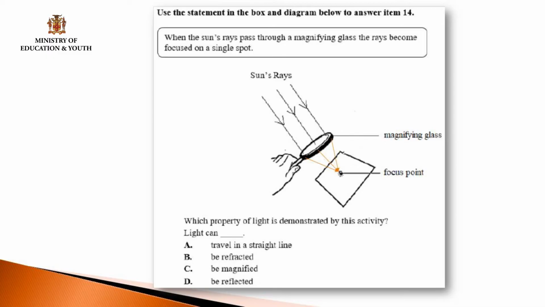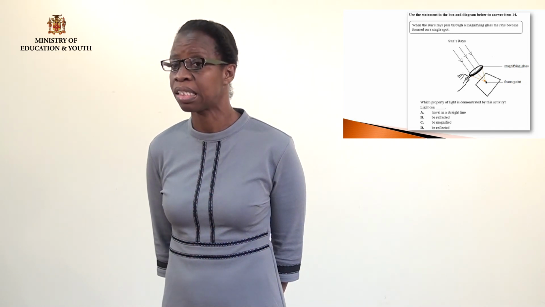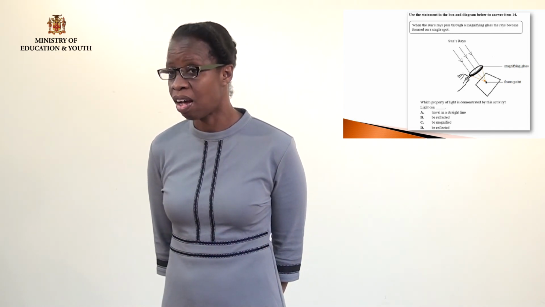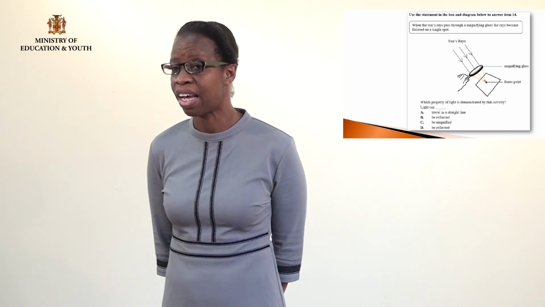Good. I hope you are seeing that in many of these questions, we need to do some analysis before we answer our question. All right, here is our next item. Again, we're looking at light, and we're told that when the sun's rays pass through a magnifying glass, we can focus them on a single spot. I don't know if you have ever tried this, but this is a way to make fire. Yes, you can make fire, students.